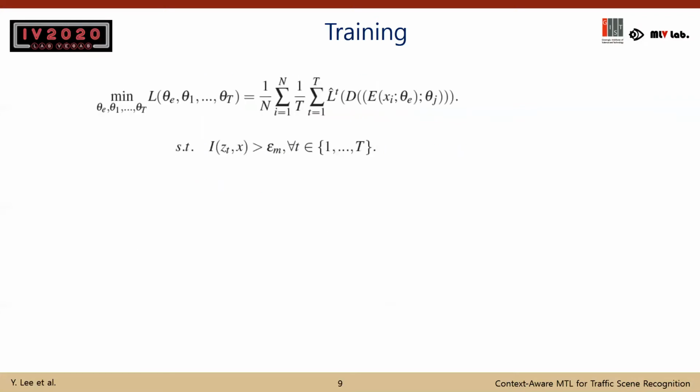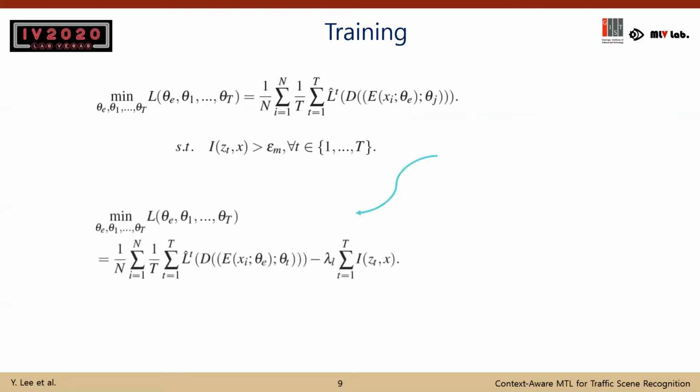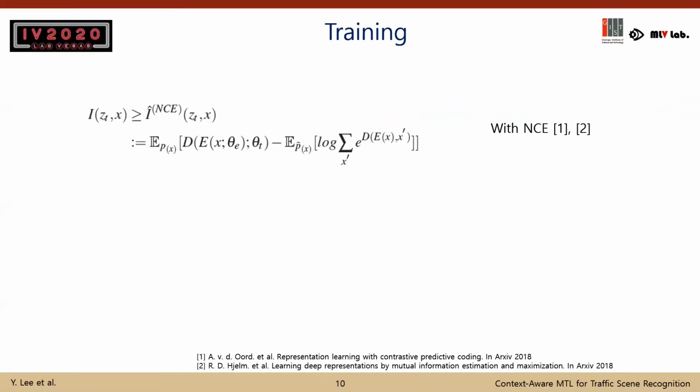Then, the MTL equation can be equivalently expressed with Lagrangian multipliers as follows. However, this objective is not tractable in practice, so we give a tractable approximation by using the lower bound of mutual information. To solve this issue, we limit the minimum value of mutual information for all tasks, and this maintains the representation specified by all tasks. Mutual information is lower bounded by noise contrastive estimation.